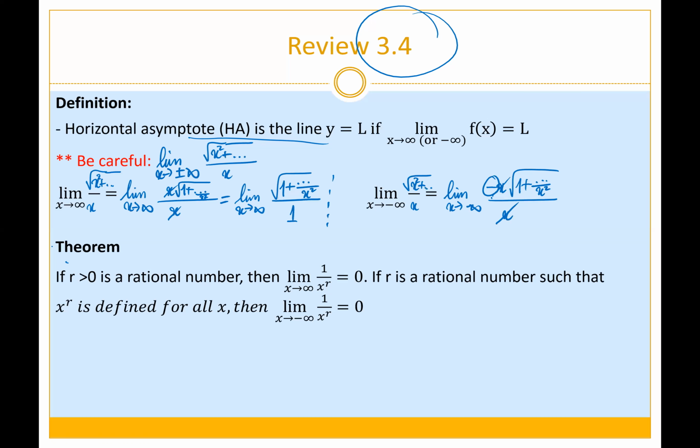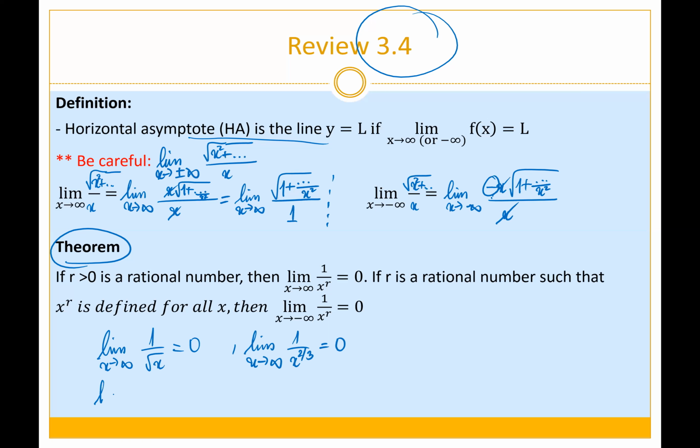We also have a theorem saying that if r is a rational number bigger than 0, then the limit as x approaches infinity of 1 over x to the r is 0. And if r is a rational number such that x to the r is defined for all x, then the limit as x approaches negative infinity of 1 over x to the r is also equal to 0. This allows us to find, for example, the limit as x approaches infinity of 1 over the square root of x, which is also 0. Then the limit as x approaches infinity of 1 over x to the 2/3 is also 0.